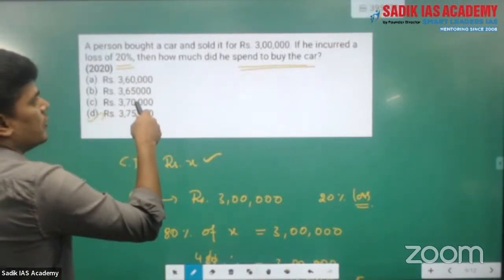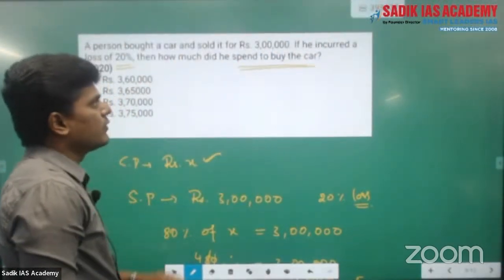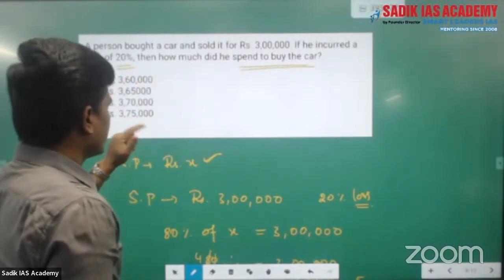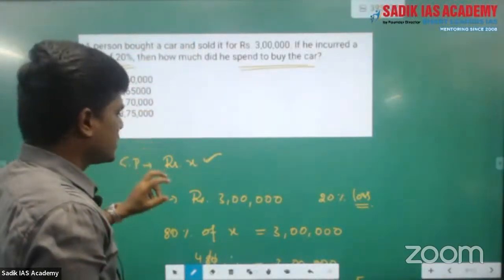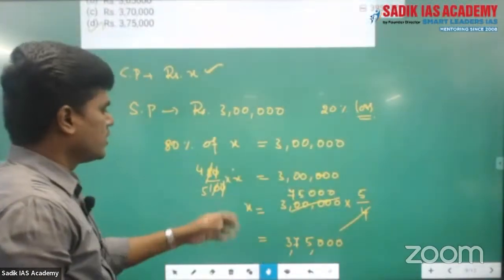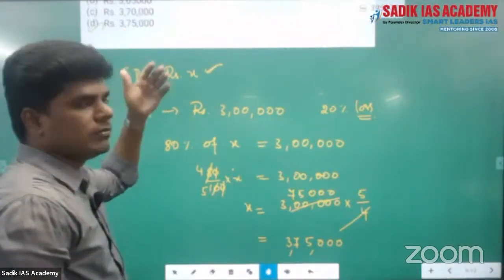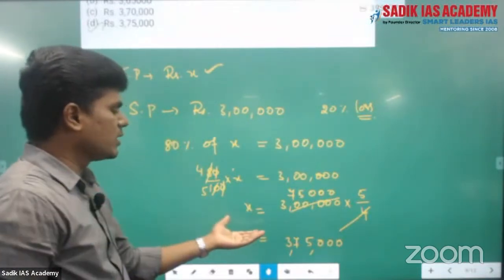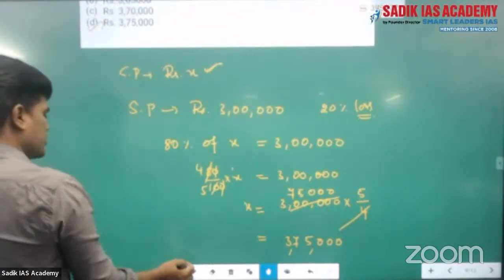3,75,000 with the 20% loss, and sold the car for 3 lakhs. So the answer for this question is 3,75,000. What did I do? I made one understanding from the question. I know the percentage concept, I just applied it and got the answer. Though the problem is based on profit and loss, the base is percentage. Using the percentage, I'm getting the answer. This is an alternate method. Alternately, I'm approaching the sum.